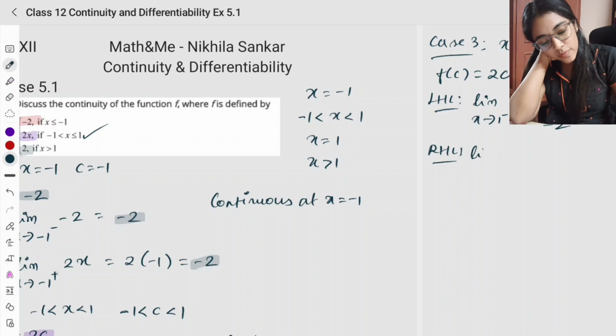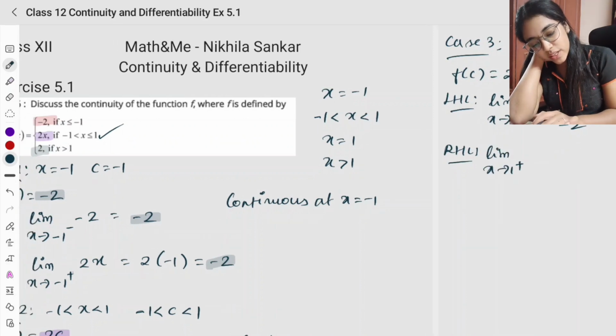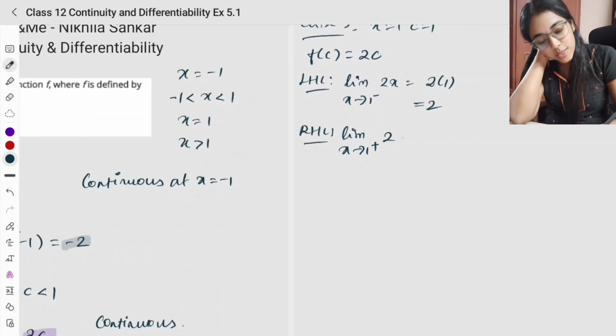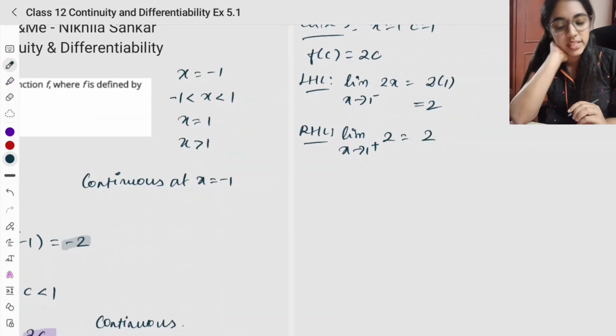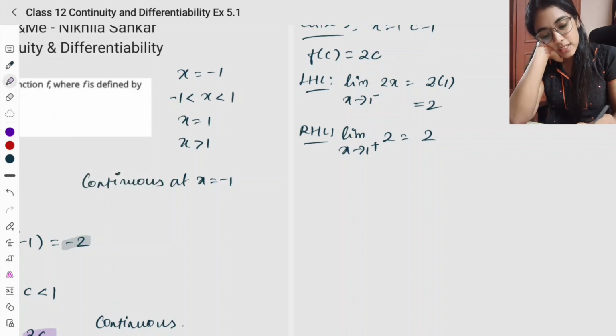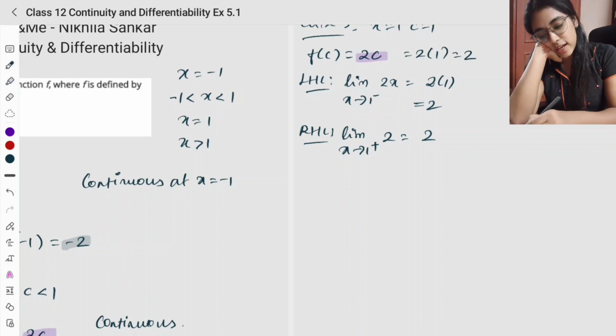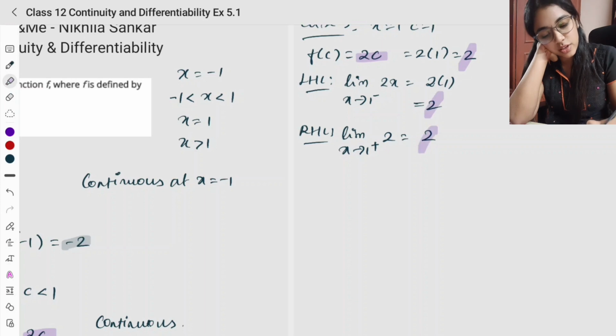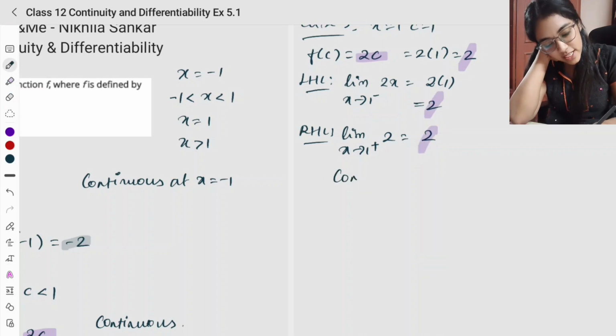Right hand limit enna agum? Limit x tends to 1 plus na enna value irukku? X greater than 1, it is going to be 2. So I'll have simply 2. When I take 2 outside the limit, I'll be left with 2. So what do you see? The value here is 2c. அப்படினா என்ன அர்த்தம்? c oda value is 1. So again when I substitute the value, I'll have 2. So in that the value is 2 here, 2 here and 2 here. So I see that it is also continuous at 1.